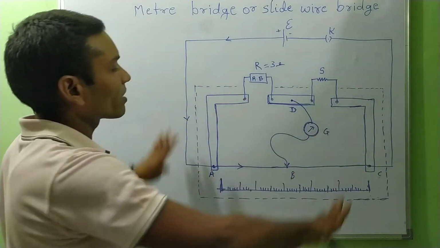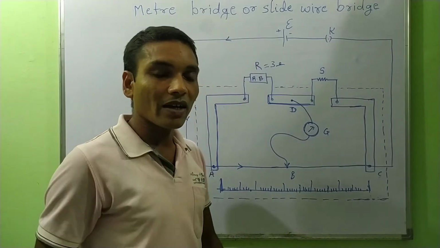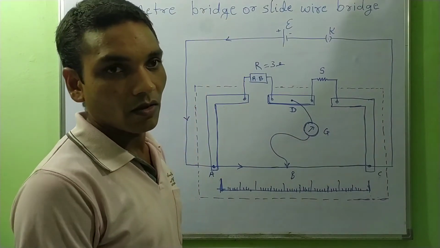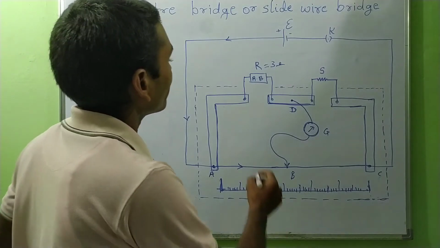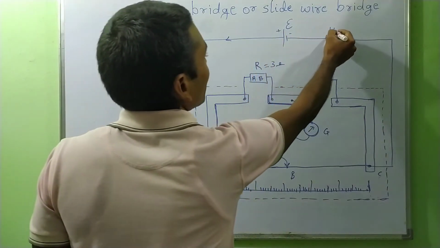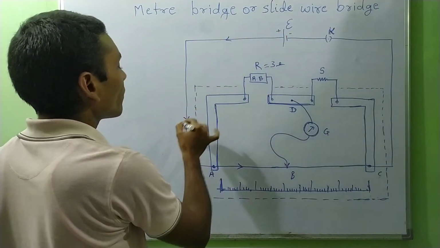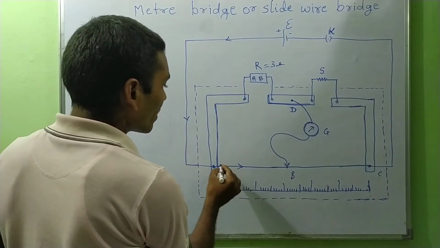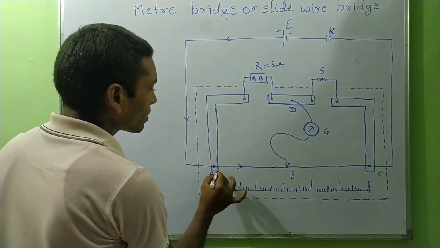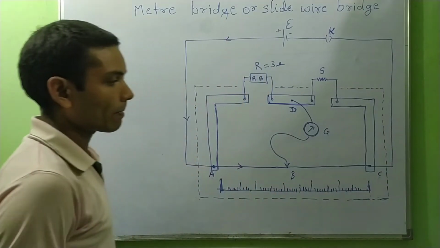Okay, this is the construction of the meter bridge. Now what is the working of the meter bridge? We will understand about the working. When this key is inserted, current will be flowing through this conductor, and current will be flowing through this alloy wire from A to C.